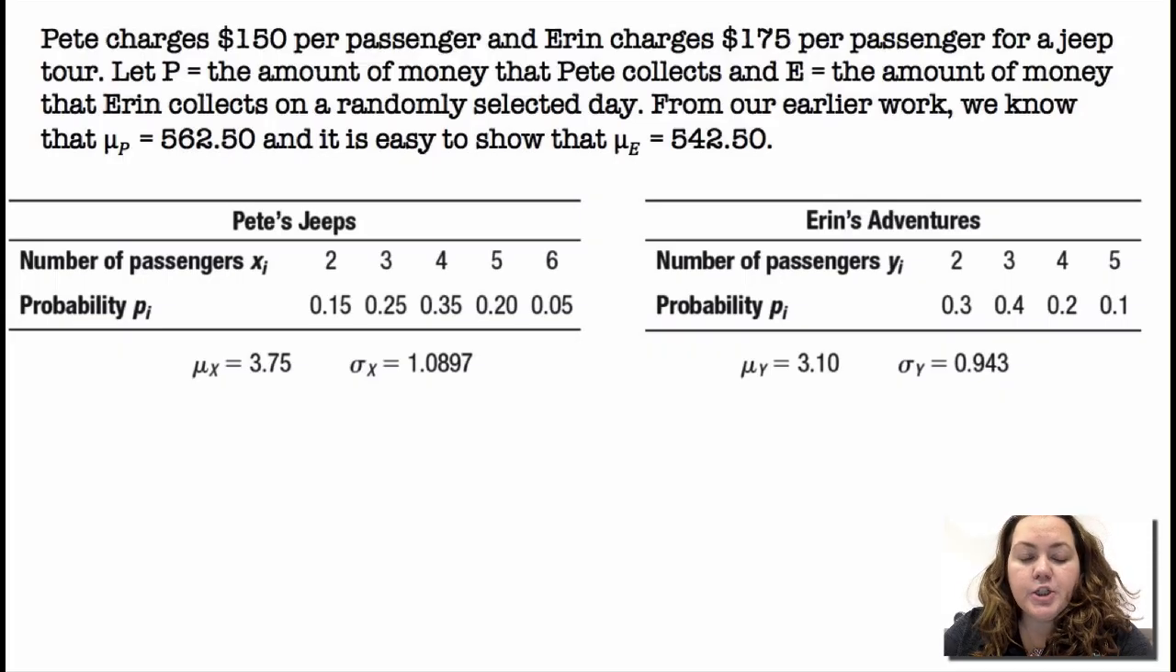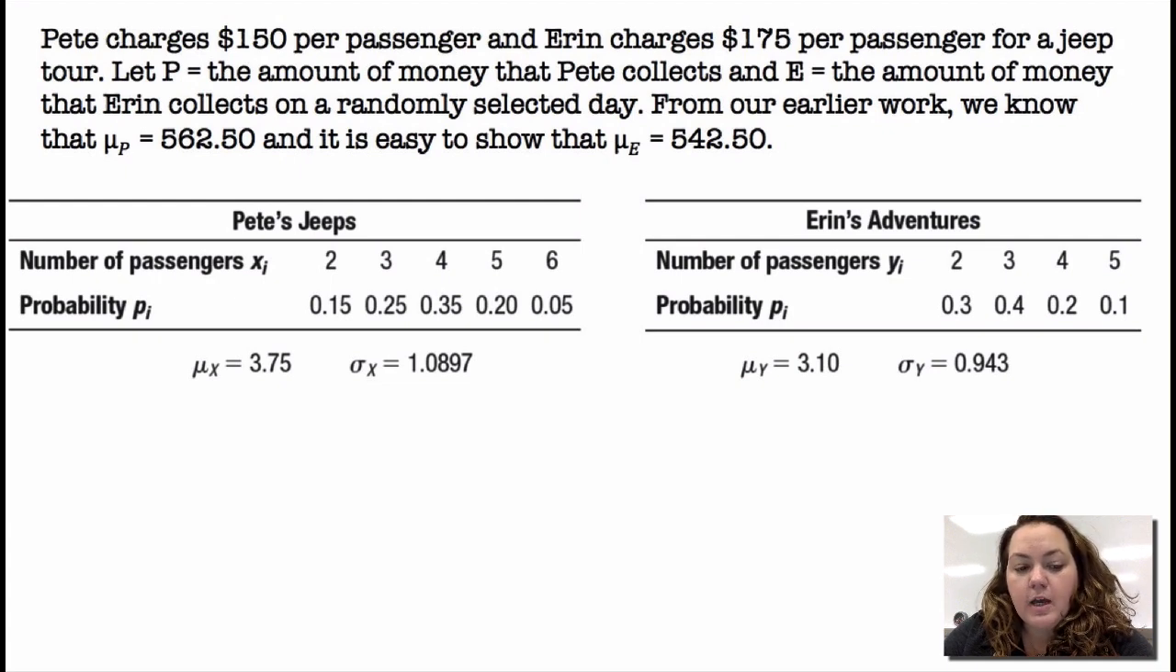Pete charges $150 per passenger and Aaron charges $175 per passenger for a Jeep tour. Let P equal the amount of money that Pete collects and E the amount of money that Aaron collects on a randomly selected day. From our earlier work, we know that mu of P equals 562.50, and it is easy to show that mu of E equals 542.50.